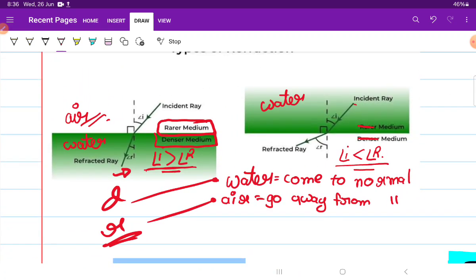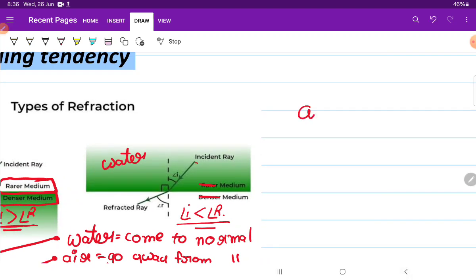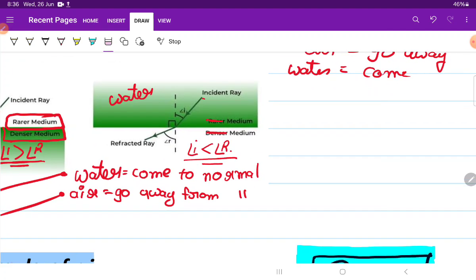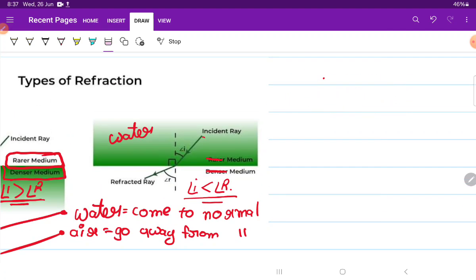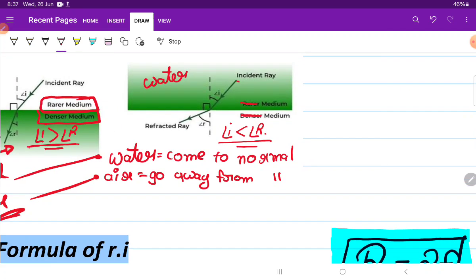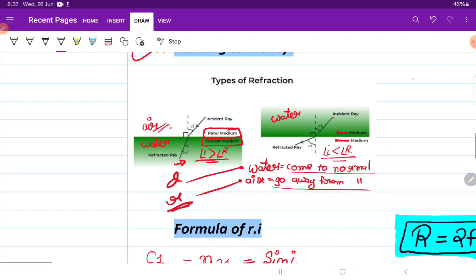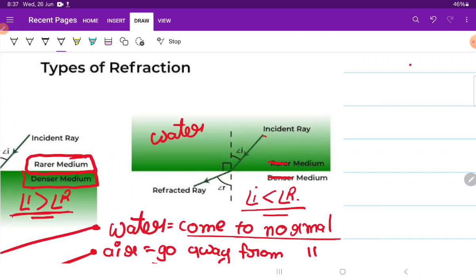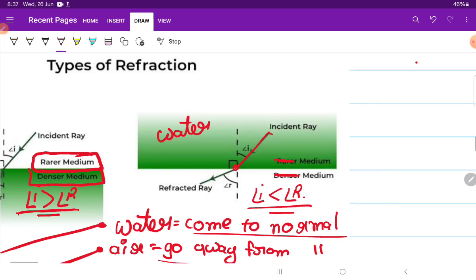Okay, so in air, go away, while in water, okay, I have written it also here that water means come to the normal, while air means go away from the normal. Okay, you can see the diagram also. When the light ray coming from the water transfers to another medium or comes into the air, it goes away from the normal.